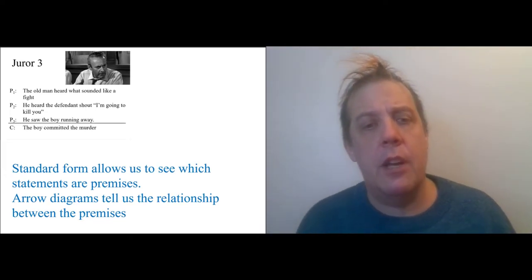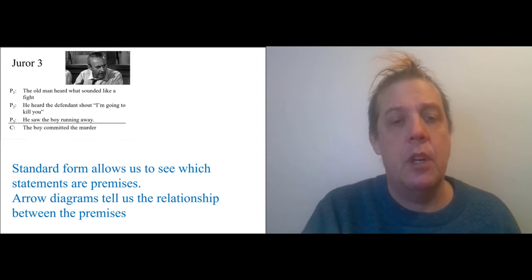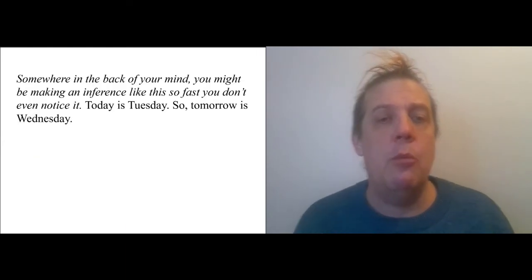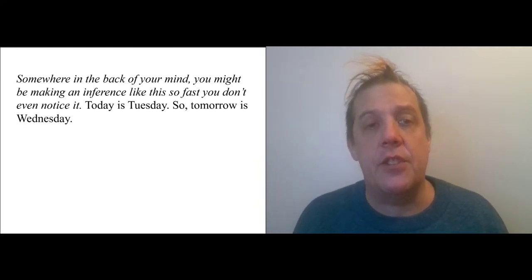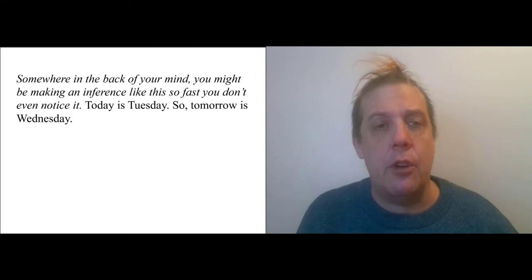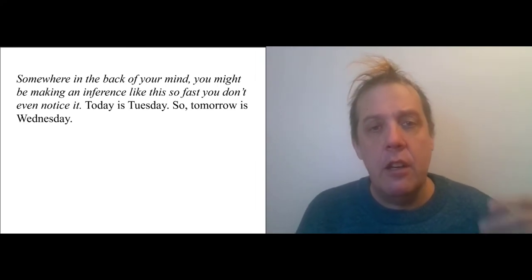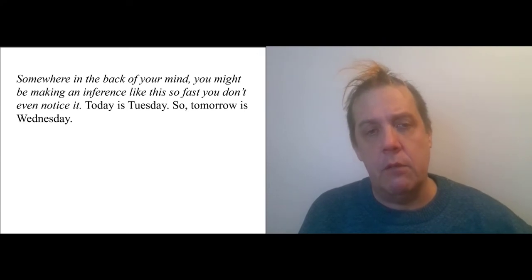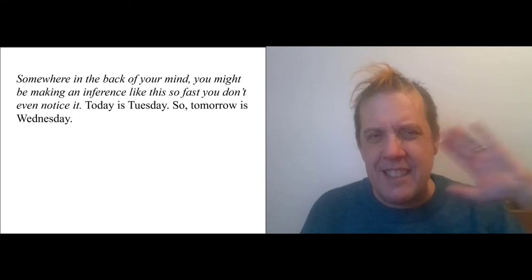So to see how the arrow diagrams work, let's just look at the simplest possible case. Somewhere in the back of your mind right now, you're going to make an inference like this. And you make it so fast you don't even notice it. You go, today is Tuesday, so tomorrow is Wednesday. And actually, it's Wednesday when I'm recording this, but it doesn't matter. You know what I mean.